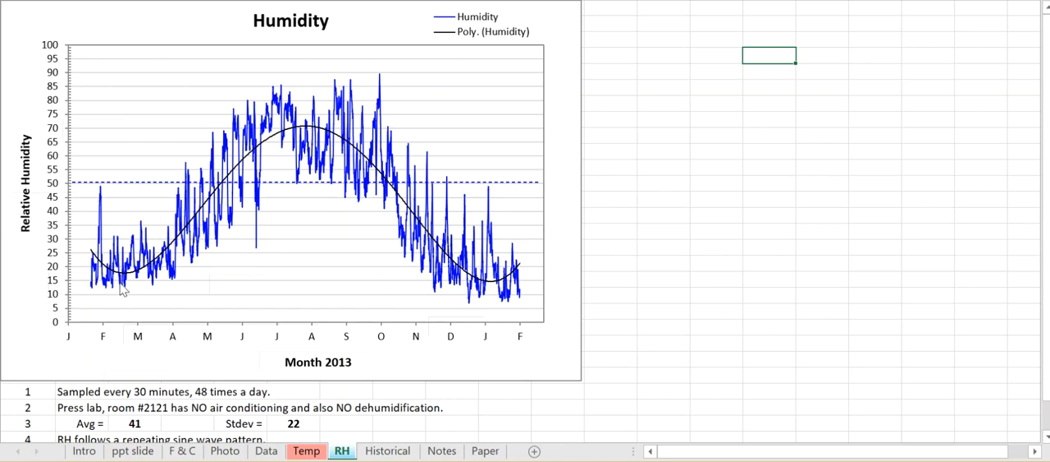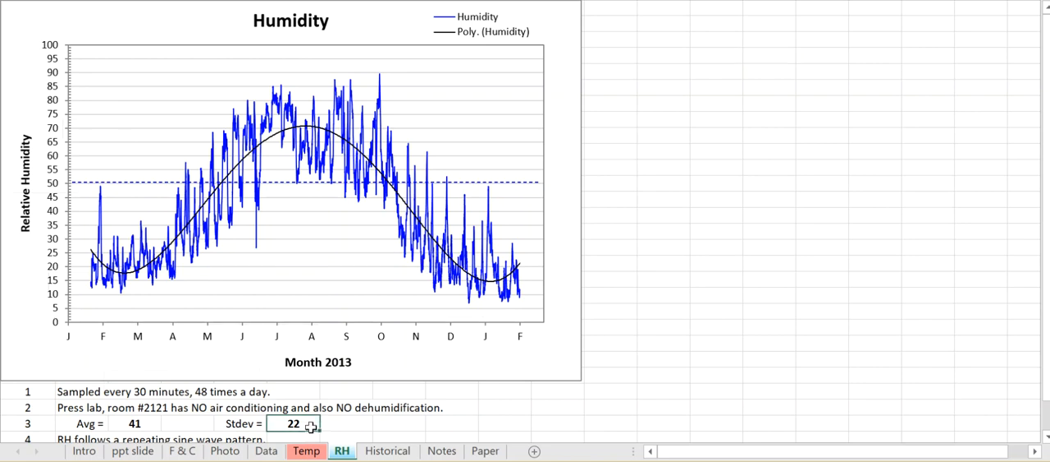So at first look, this looks like a normal bell-shaped curve. However, because it repeats, it's a cyclical pattern, and that cyclical pattern is called a sine wave or sinusoidal.